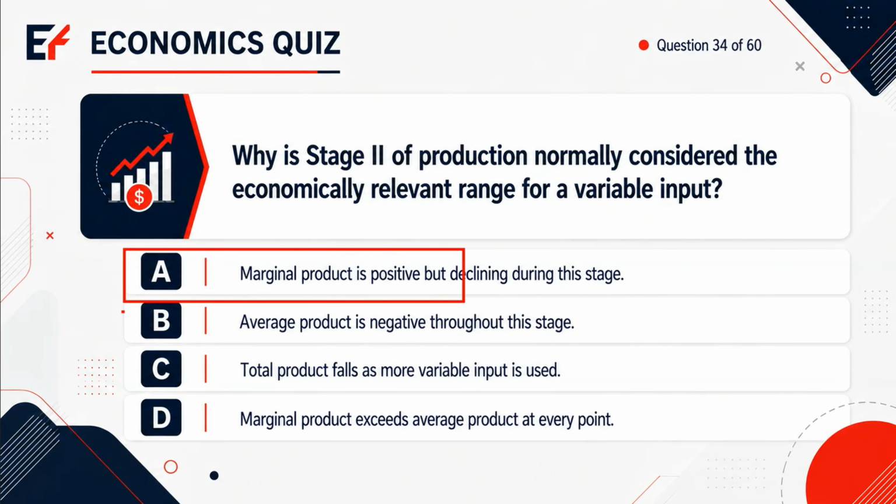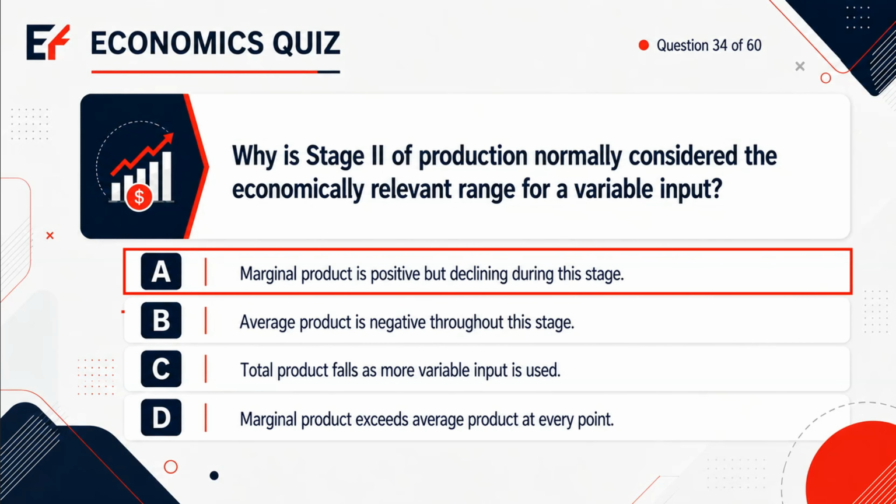Let's examine the production stages. During stage 2, each additional unit of the variable input still increases total output. However, marginal product is declining, meaning each extra unit adds less output than the previous one. This is the economically relevant range because the firm is using the variable input productively without reaching negative marginal product. Option B is incorrect because average product is not negative throughout stage 2. Option C is incorrect because total product continues to rise during stage 2. Option D is incorrect because marginal product is below average product during this stage.